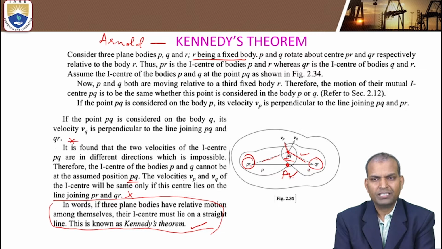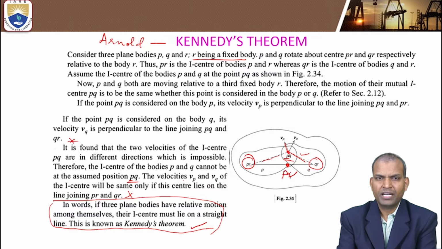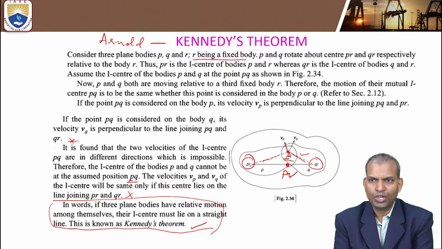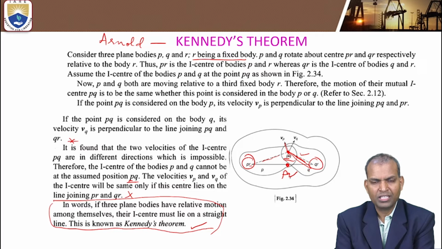So what this meaning is that we are speaking about negatively. We assume that when PQ is the eye center, suppose PQ is the body on P, the eye center becomes what? If we join the perpendicular line, it will be on PR. And if PQ is the point, eye center is on body Q, then it should be on the QR line. But what is happening? It should not be. When two bodies are rotating, they should have a common eye center. So where should it be? It should be on a straight line.